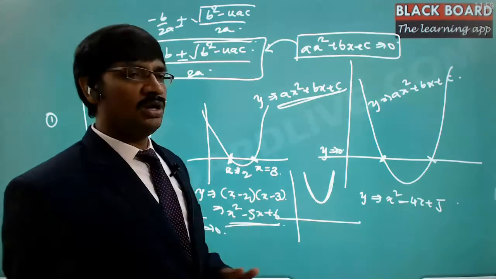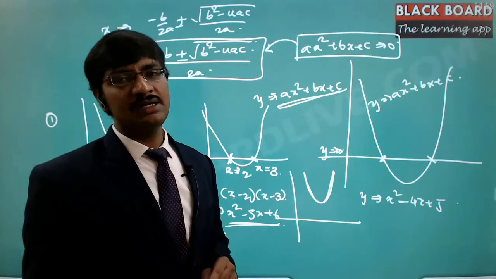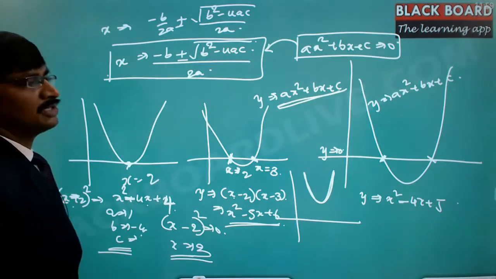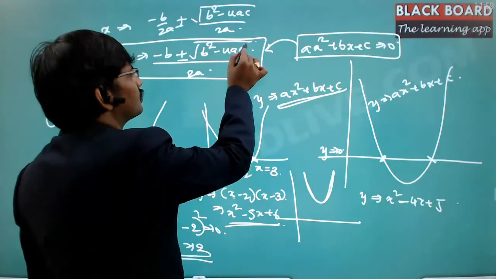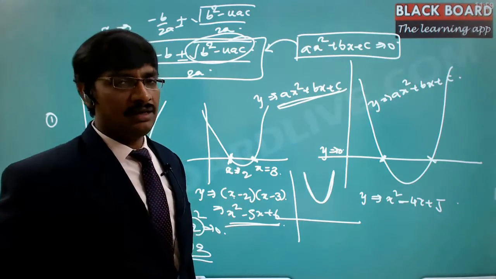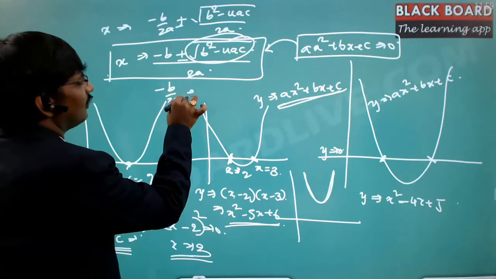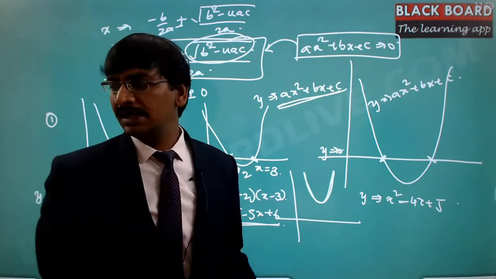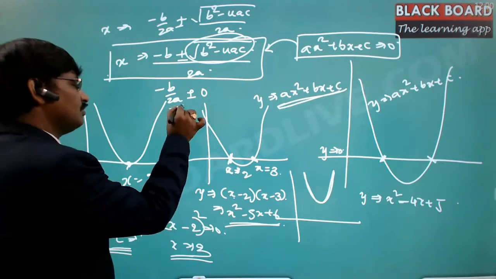Now, you might be talking about three different kinds of solutions for a quadratic equation. Those three kinds of solutions come from this formula: minus b plus or minus square root of b square minus 4ac, by 2a. Suppose this portion, whatever is there under the root, is of 0 value. In that case, the solution is minus b by 2a only, because after plus or minus 0, adding and subtracting 0 will not make any difference. Hence we say that the solution is minus b by 2a only.